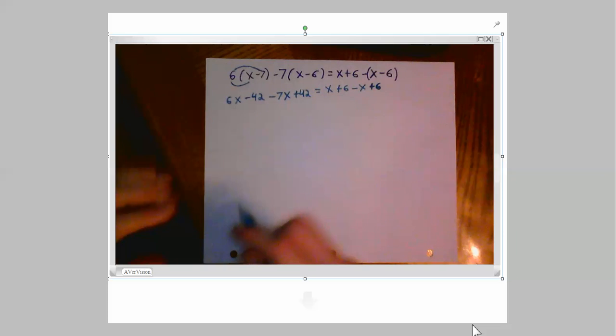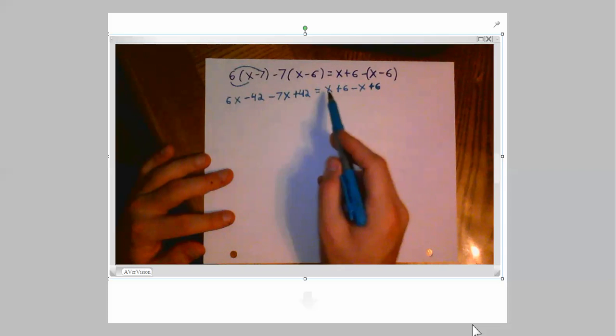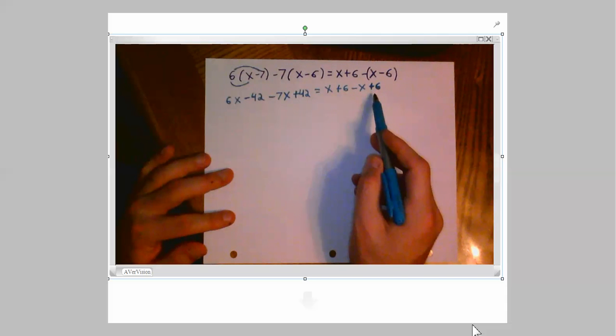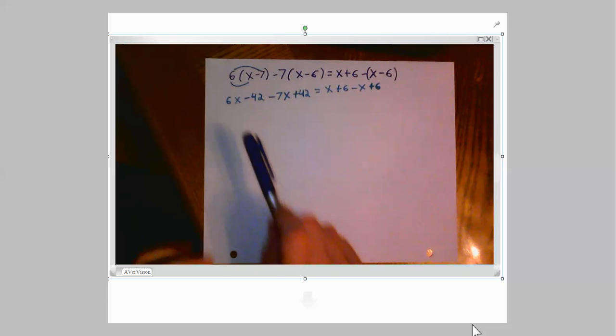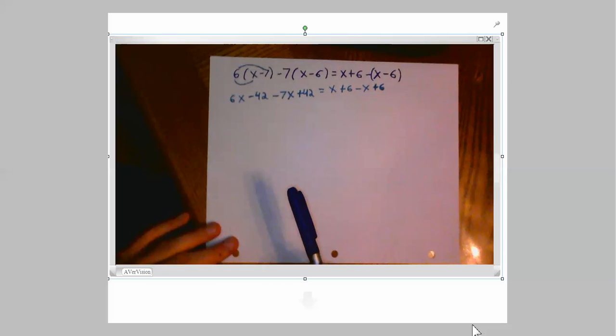But we have 6x minus 42 plus 7x plus 42 is equal to x plus 6 minus x plus 6. Well, we can simplify a little bit here, right? Because first of all, we have a minus 42 and a plus 42. A negative 42 and a positive 42 both add to 0, so they're going to cancel each other out.